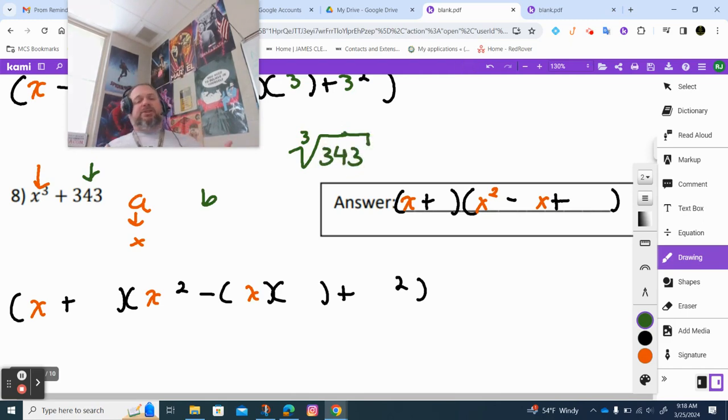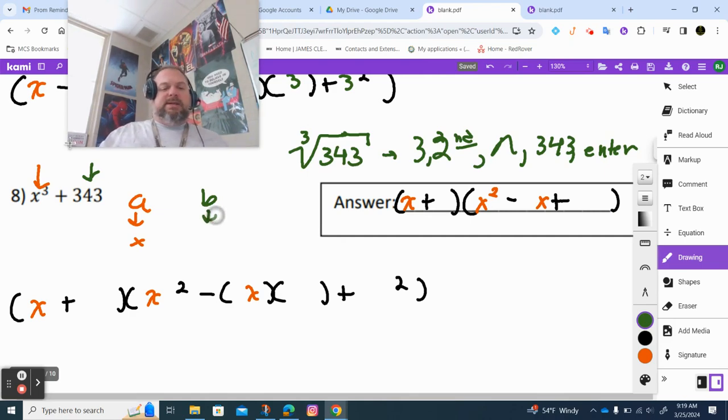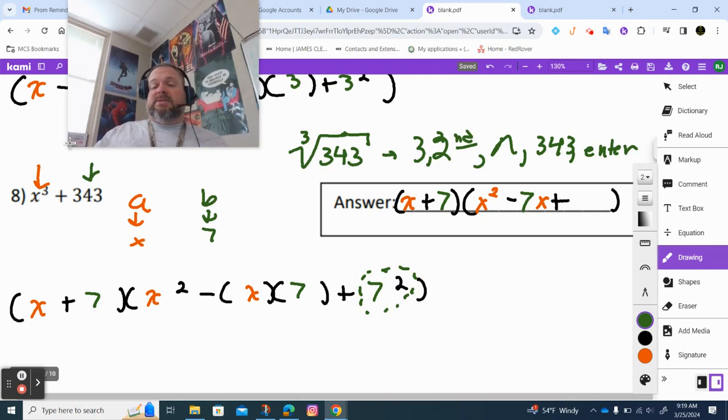All right. Cube root of 343. All right. So that means 3, second, raise the roof, 343, enter. Yep. So we should get 7. So 7, 7, 7. So 7 goes here, 7 goes here. Now this one says 7 squared. So 7 times 7 is 49.